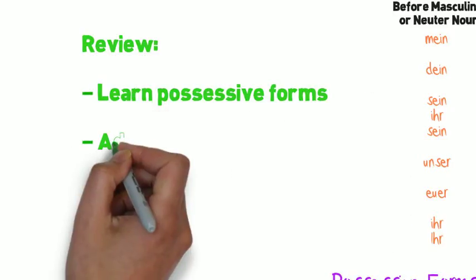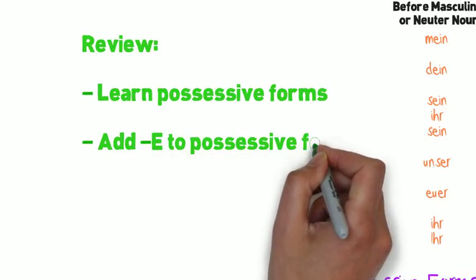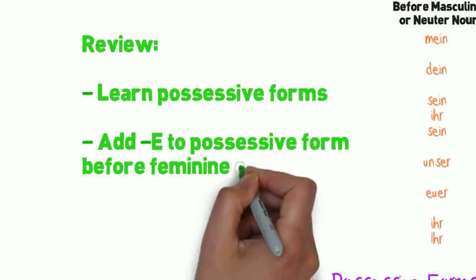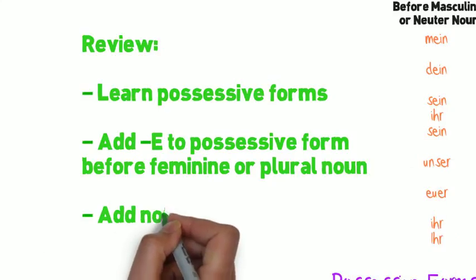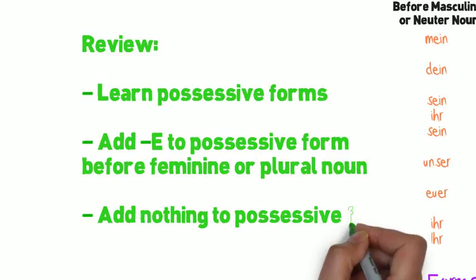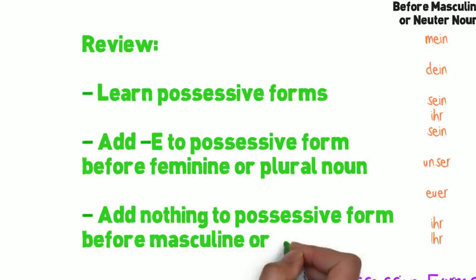Okay, time to review. You will need to learn the basic forms of the possessive words in German, mein, dein, sein, ihr, etc., that you'll see in the list on the right. Once you know these, you use the gender of the next word to determine whether you need to add an E to your possessive form or not. You'll add an E before feminine or plural nouns, but not before masculine or neuter nouns.